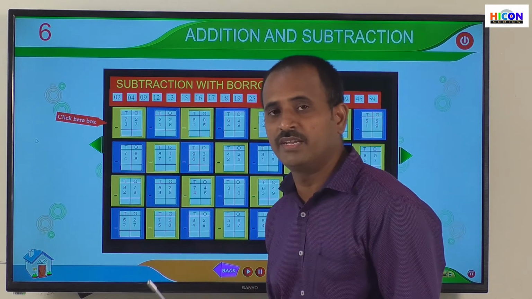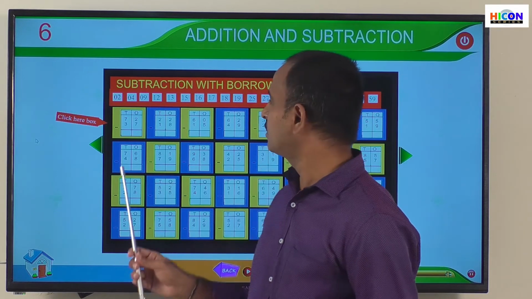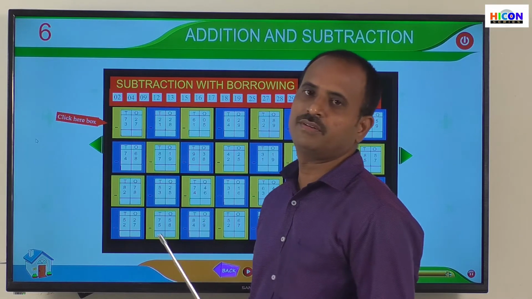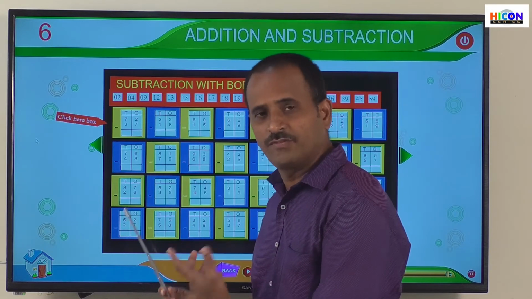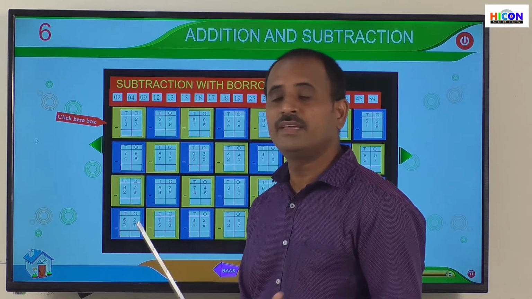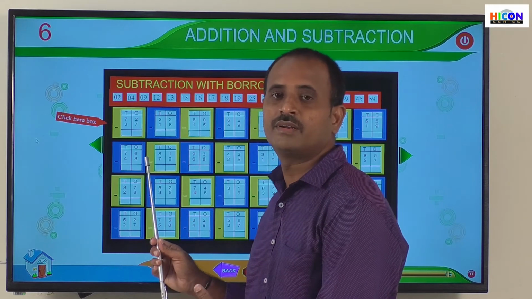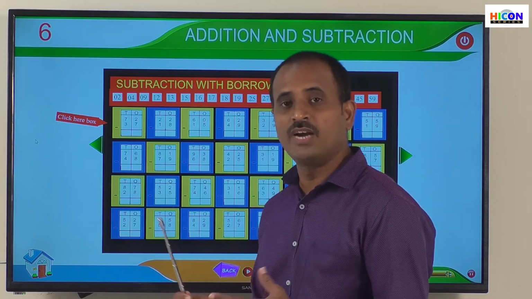So what is the step 1 here? First subtract the digits present in the ones place. What are the digits present in the ones place? 2 and 7. So subtract 7 from 2. Can you subtract 7 from 2? No. Why? Here 2 is the smaller number, 7 is the greater number. We cannot subtract greater number from the smaller number. Then what do we have to do?